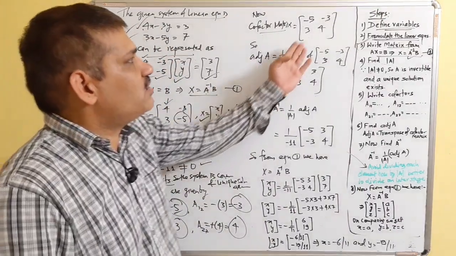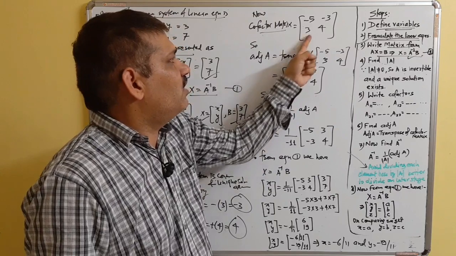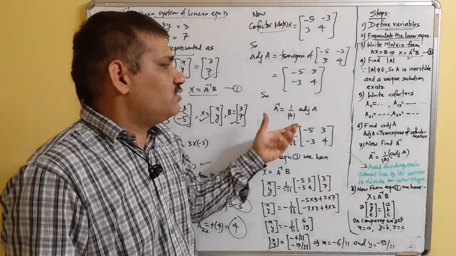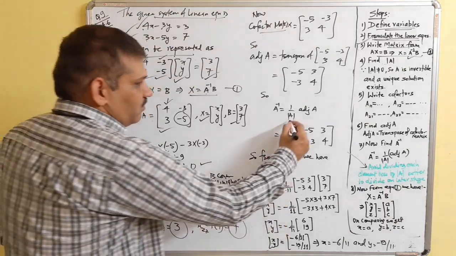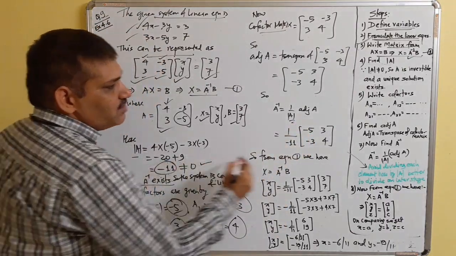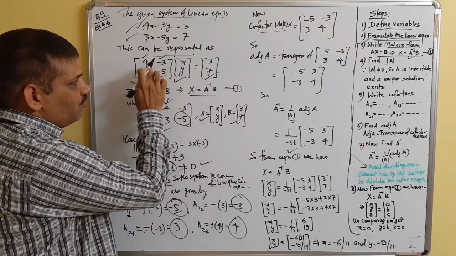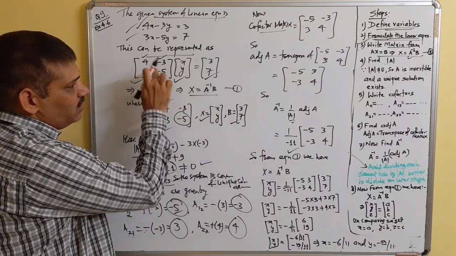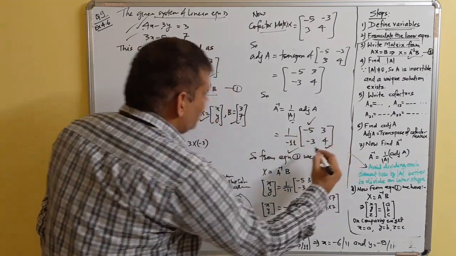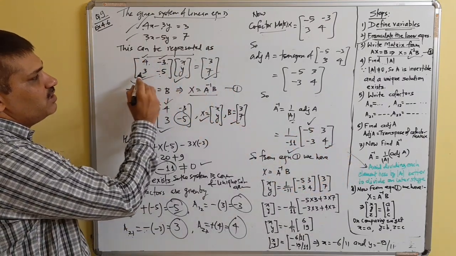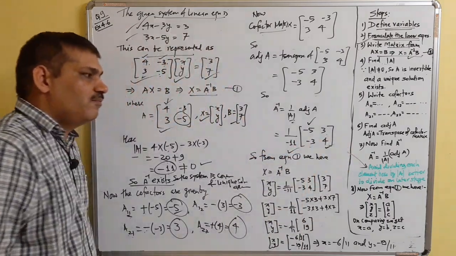So adjoint A is the transpose of the cofactor matrix. So the transpose of this is minus 5, minus 3, and 3, 4. So A inverse is 1 upon determinant A times adjoint A. We have a short trick. Simply, the determinant A is here actually minus 11, so 1 upon minus 11. To find the adjoint of a 2 by 2 matrix, we interchange these two, so minus 5, 4, and we change the sign of these elements. So this will be minus 3 and this will be plus 3.